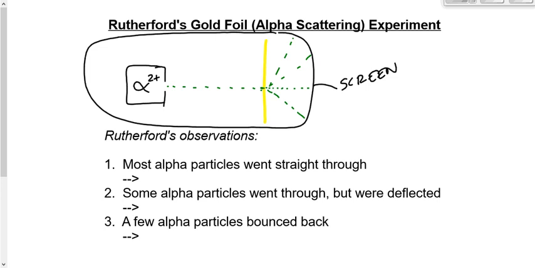Finally, a few of the alpha particles, not very many, but a few of them end up bouncing back. So they hit this gold foil, and then they bounce back and hit the screen here, or they hit the screen here, or they hit the screen here. Now we have to develop a model of the atom that would explain these observations.